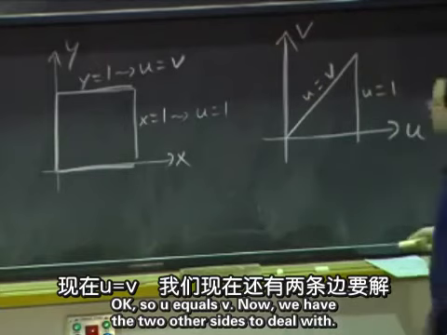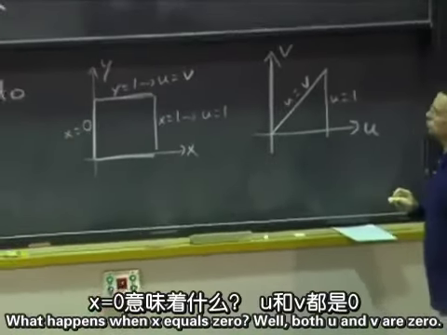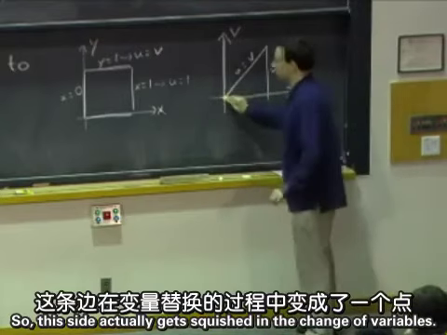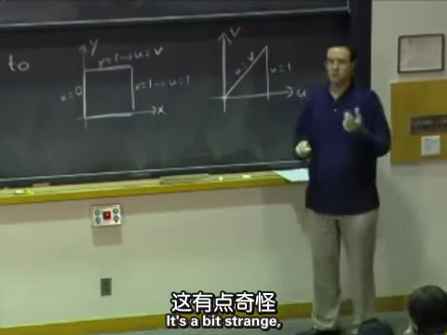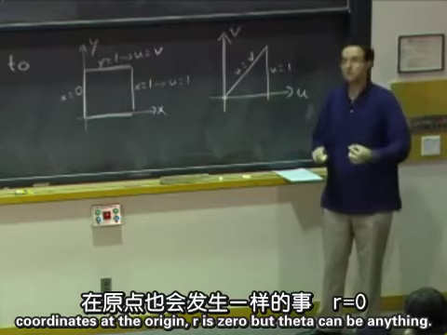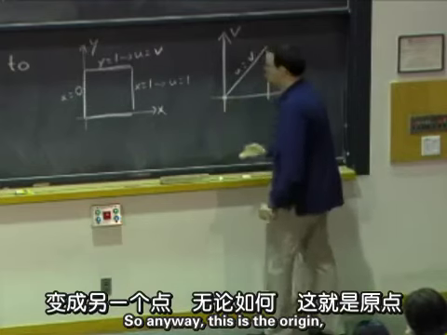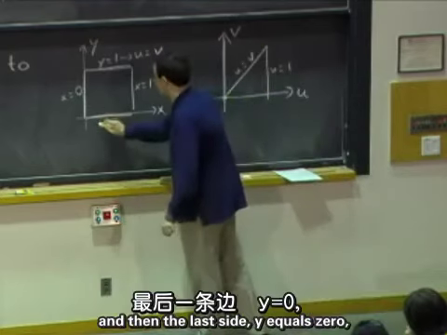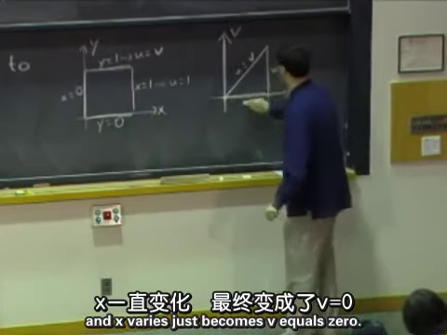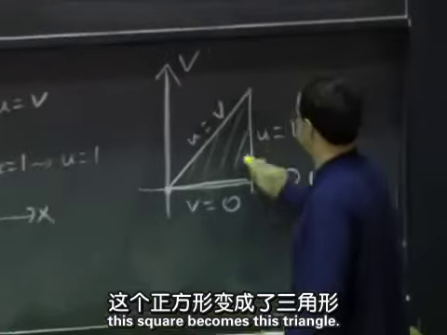Now we have the two other sides to deal with. Well, let's look at this one first. So that was x equals 0. What happens when x equals 0? Well, both u and v are 0. So this side actually gets squished in the change of variables. It's a bit strange, but it's a bit the same thing as when you switch to polar coordinates at the origin. r is 0, but theta can be anything. Sometimes it's not always 1 point is 1 point. So anyway, this is the origin. And then the last side, y equals 0, and x varies, just becomes v equals 0. So somehow, in the change of variables, this square becomes this triangle.